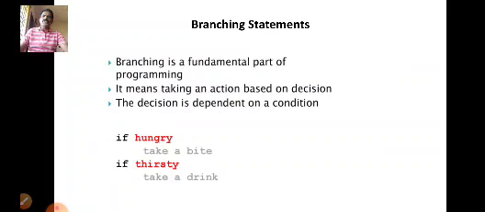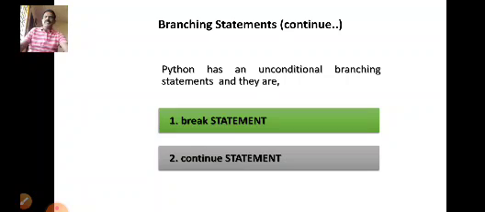Now the branching statements. Branching is a fundamental part of programming. It means taking an action based on a decision. A decision is dependent on a condition. If you are hungry, eat. If thirsty, take a drink. This is an example of a branching statement.